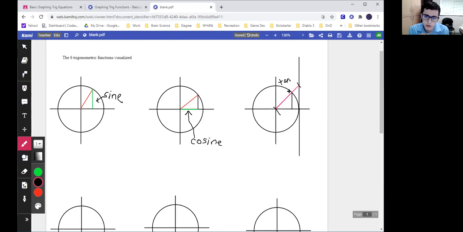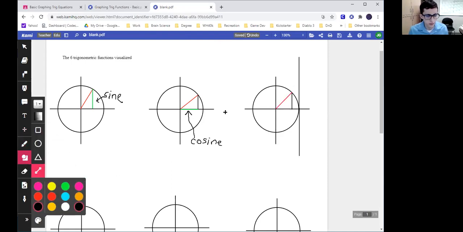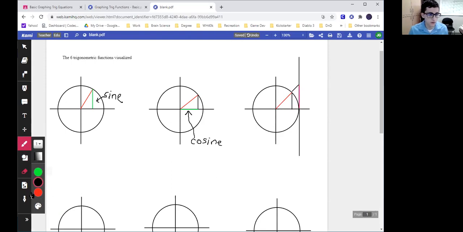Let me just double check that that's true. So if we rotate there, I think this is wrong. That's not our tangent line. I was mistaken. Sorry. Our tangent line, you still need to extend this out, but our tangent line is actually this line here. That's right.